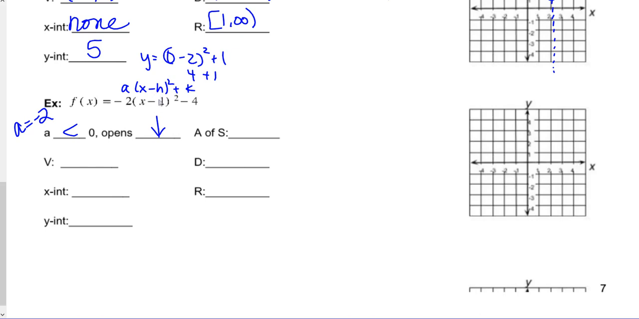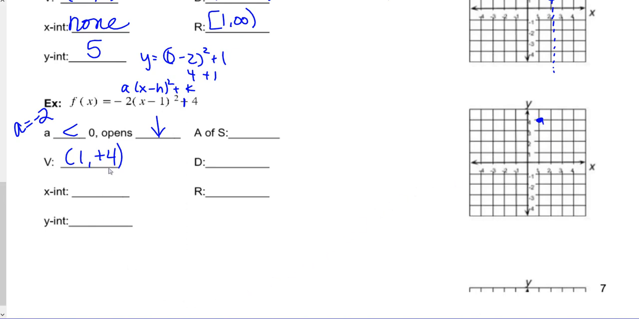Now, let's identify my h and my k. Take the opposite, take as is. So the opposite of negative 1 is positive 1. Take this sign as is, negative 4. In order for us to fit on our graph, let's make that a positive 4. So let's graph that point at 1, 4. That's going to be my vertex.